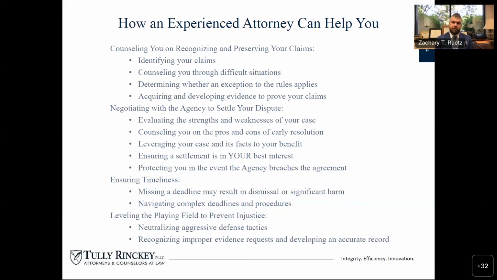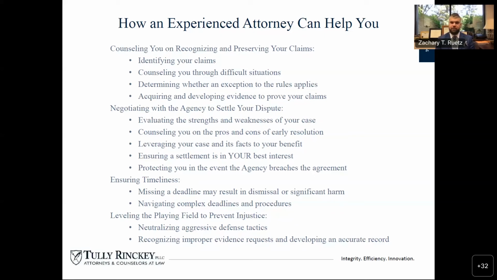We can also negotiate with the agency to settle the complaint at the informal stage. This includes evaluating whether or not your case may be strong or weak, depending on your particular circumstances, counseling you on the pros and cons of early resolution before the complaint goes to the formal process and the EEOC is involved, leveraging your case with the agency's attorney and representatives, and using all of the facts to your benefit. And then making sure that that settlement or that accommodation is in your best interest, and that it includes whether or not it's reasonable and effective and whether or not that actually applies to your circumstances. And then also protecting you in the event there is an agreement and the agency breaches that agreement.